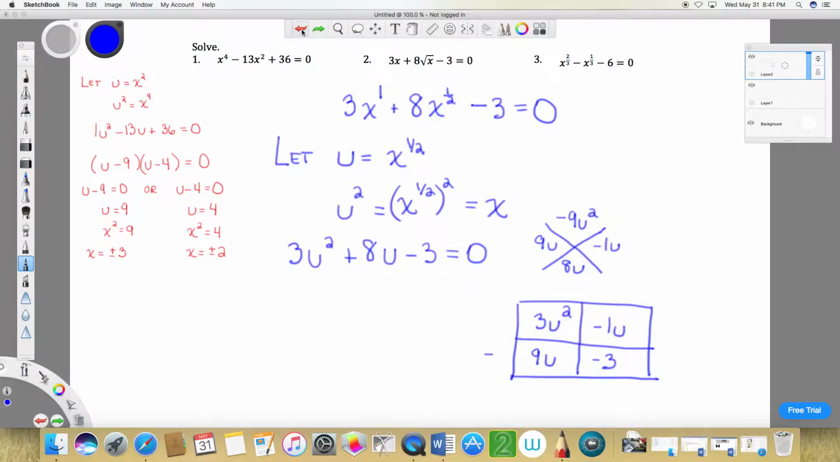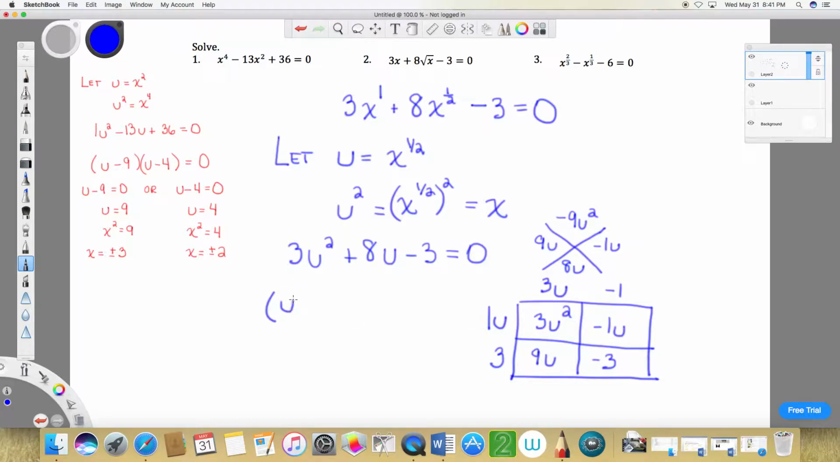Let's just make that a 3. And we'll make this a -1. We'll make this a u and a 3u. And we can see that 1u times 3u is 3u squared, that 3 times 3u is 9u, 3 times -1 is -3, and 1u times -1. So everything looks good there.